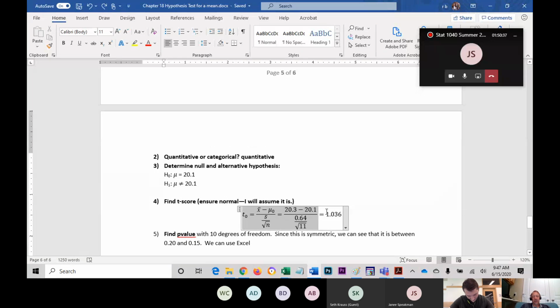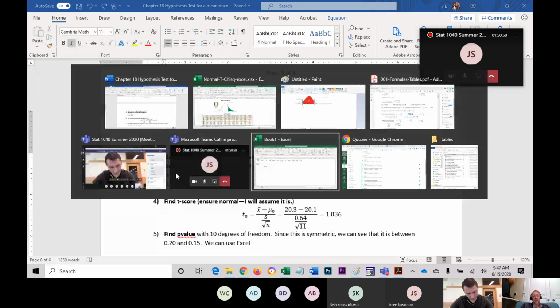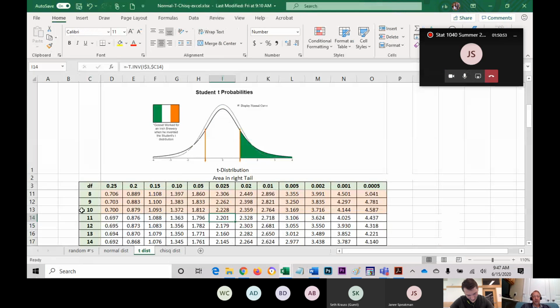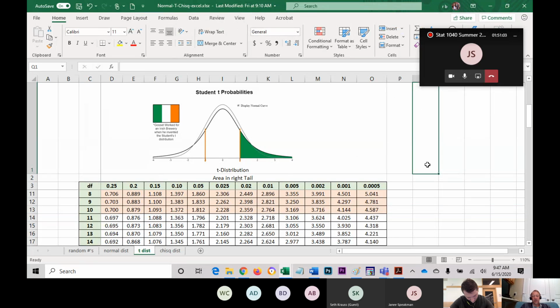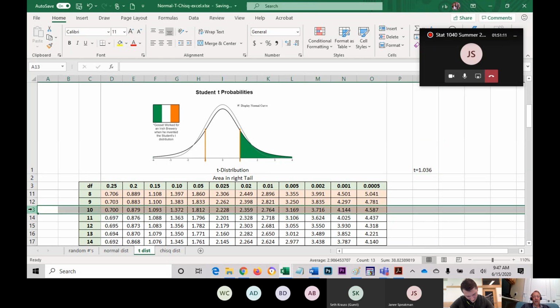So my T-score works out to be 1.036, okay? I've got 10 degrees of freedom. Now, normally I teach you how to do this in Excel, but the question is, can you do this on the chart? So 10 degrees of freedom, we're on this line here. I got a T-score of 1.036. So here, I'll write that over here. T equals 1.036. Okay, we're on this line. I want you to tell me what is the p-value.